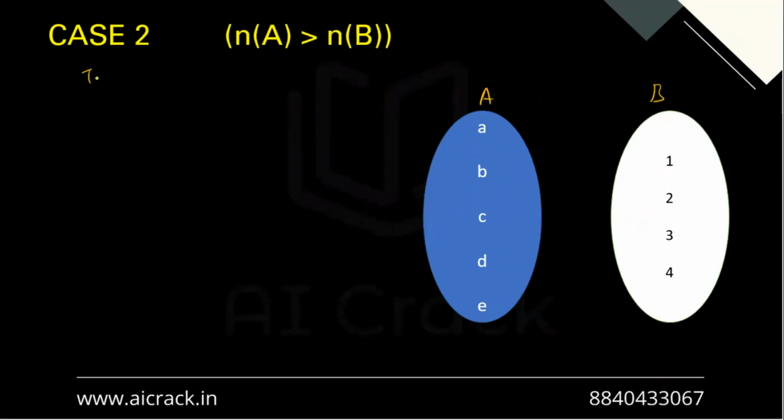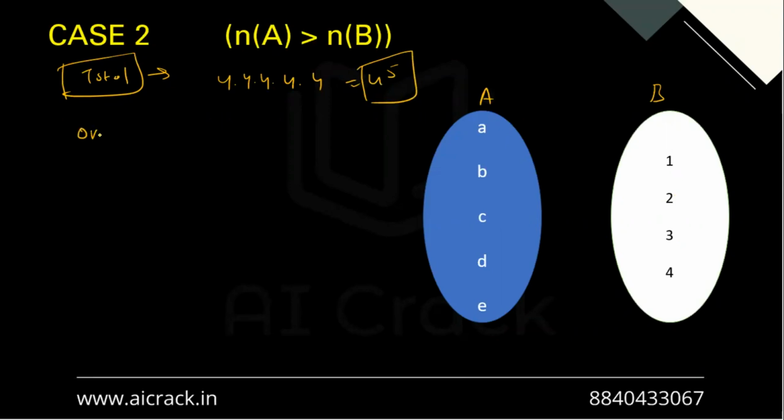Now let's talk about total number of functions. In case of total functions, we'll use the same concept that A has 4 choices over here, B has again 4 choices, C has 4 choices, D has 4 choices, and E has 4 choices. So 4 times 4 times 4 times 4 times 4, that would be 4 raised to 5. So we have total number of functions as 4 raised to 5, right?